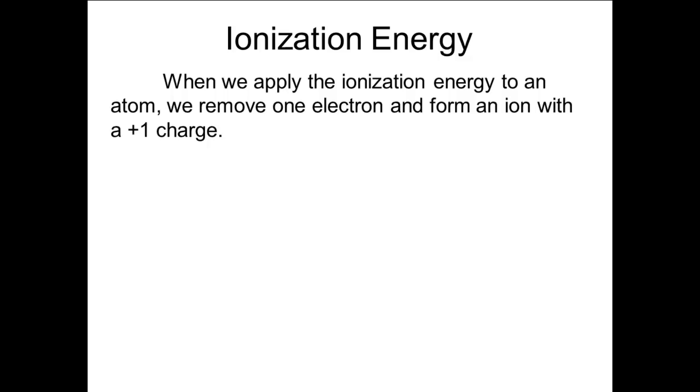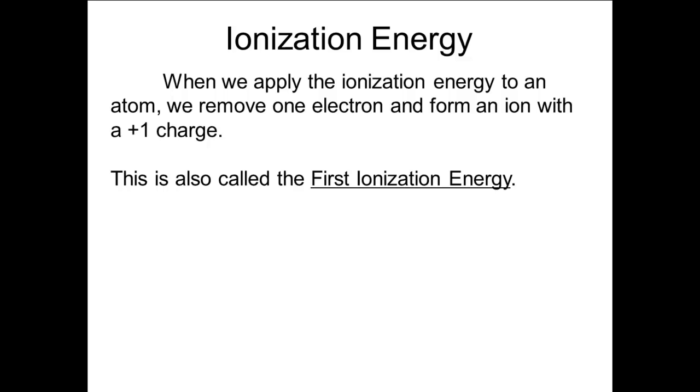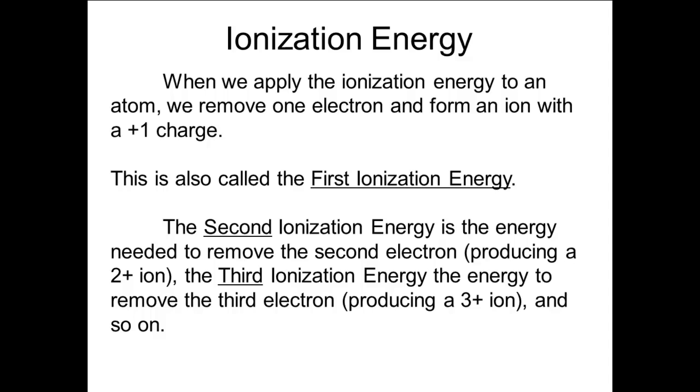When we add that energy and remove the electron, we are left with a 1+ ion. It is possible to remove more than one electron from an atom, so what we call the ionization energy is also sometimes called the first ionization energy. The second ionization energy is the energy it takes to remove the second electron, forming a 2+ ion, and the third ionization energy is the energy it takes to remove the third electron, leaving a 3+ ion, and so on.